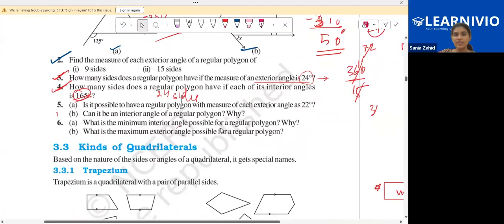Now, question number 5 is interesting. What does it say? Is it possible to have a regular polygon with the measure of each exterior angle 22 degree? That means they're asking you, can you form a regular polygon if the exterior angle is measuring 22 degree? So you will find the number of sides equals 360 divided by 22. Do it and tell me what answer you get for the number of sides.